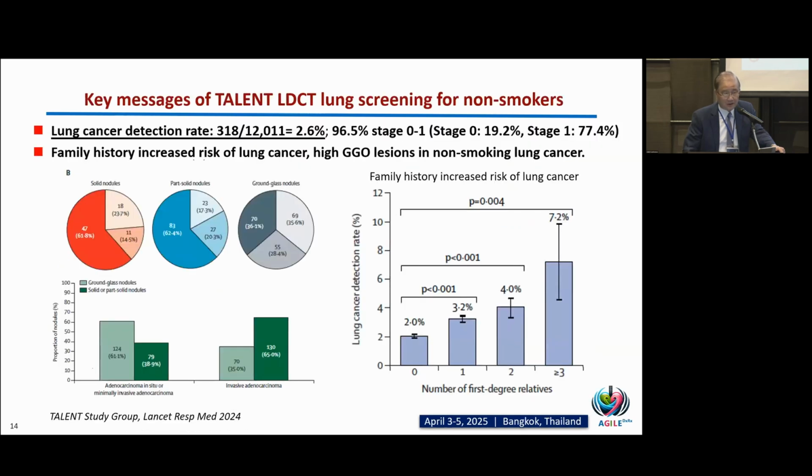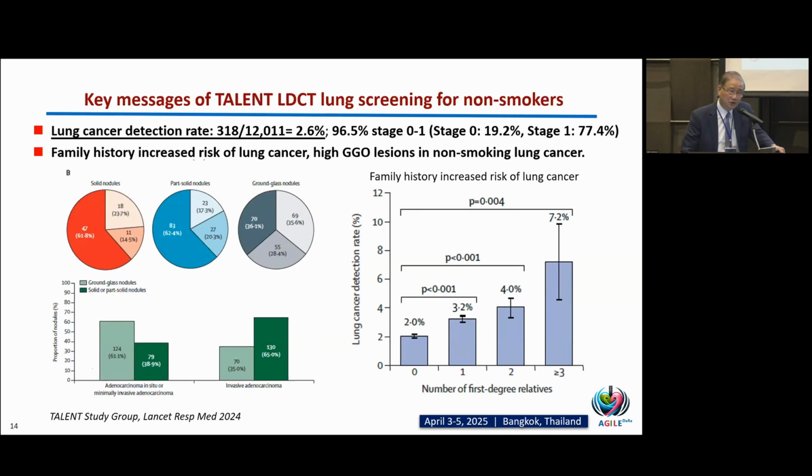And in a Taylor study, actually, we showed that it's possible to screen for lung cancer in non-smokers, especially those with a family history of lung cancer. The overall detection rate is up to 2.6%. And we found that we relatively have higher ground glass nodule lesions, especially in non-smoking lung cancer.